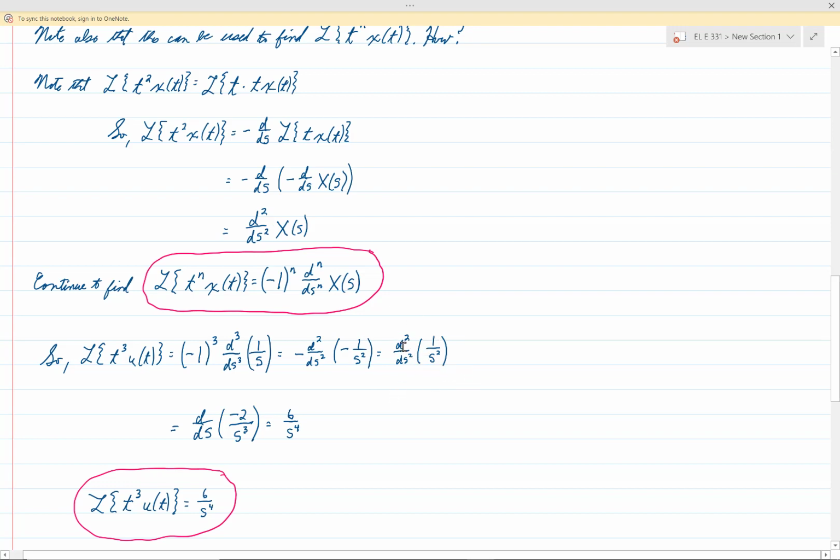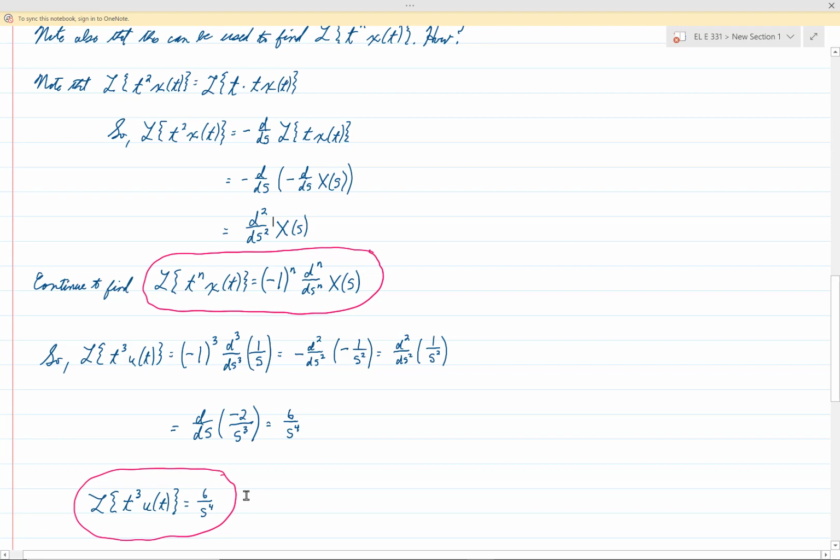Now, I'll keep one derivative out, but I'll go ahead and operate on this with one derivative. And the derivative of s to the negative 2 is negative 2s to the negative 3. Right here. And then we still have one derivative left out here. So the derivative of negative 2s to the negative 3 will be negative 2 times negative 3, or 6s to the negative 4. And there we have it, 6 over s to the fourth power.